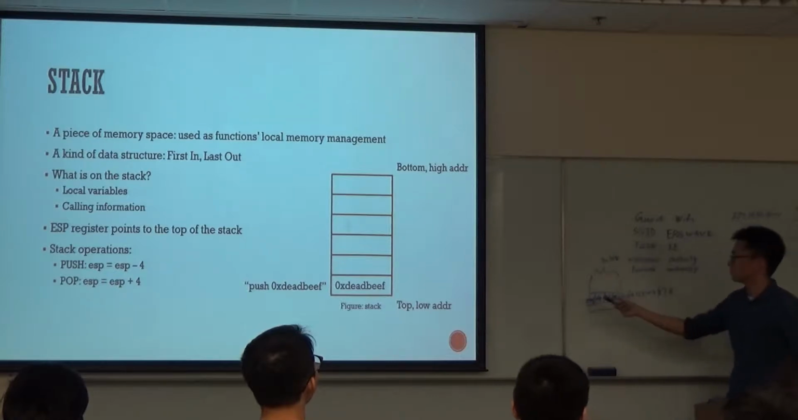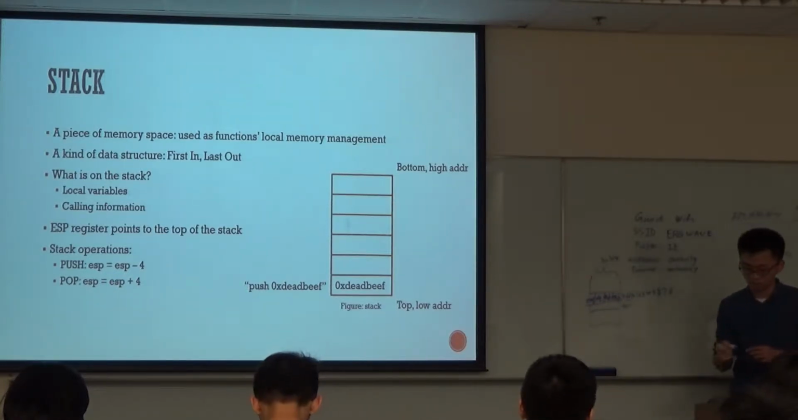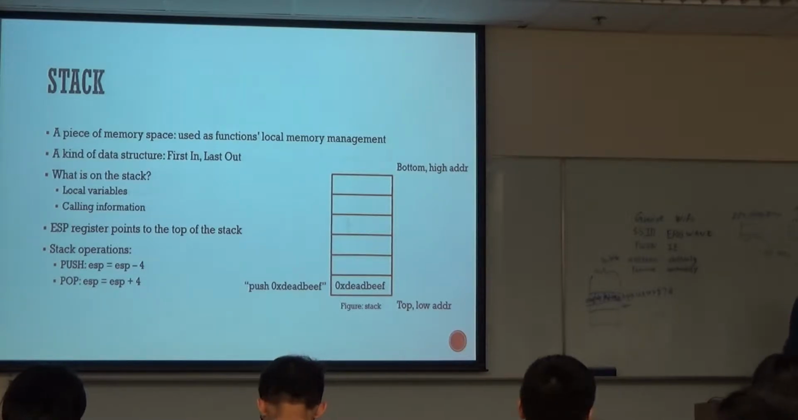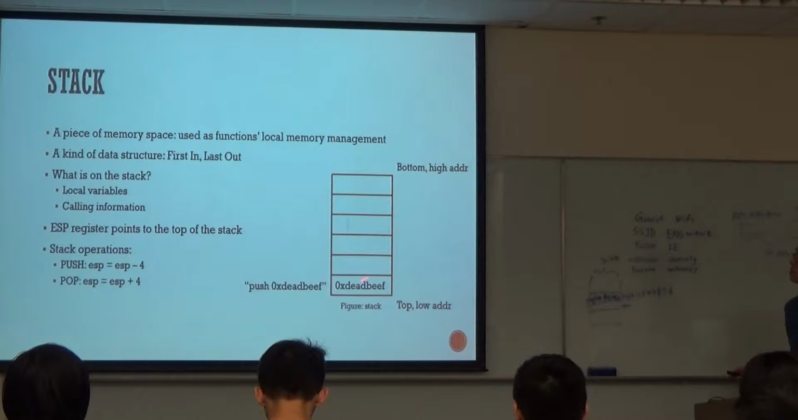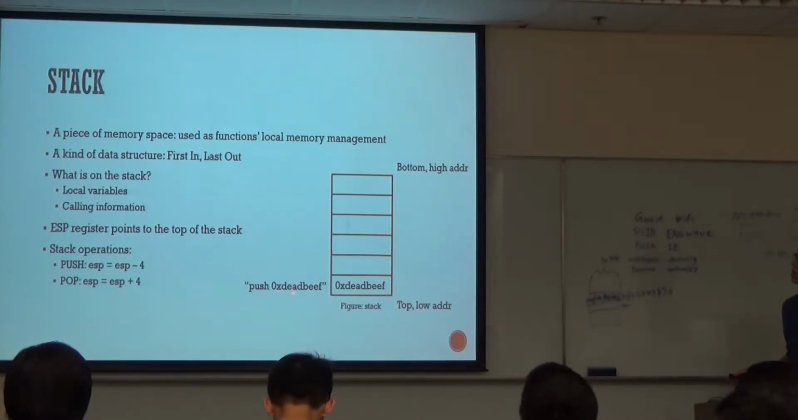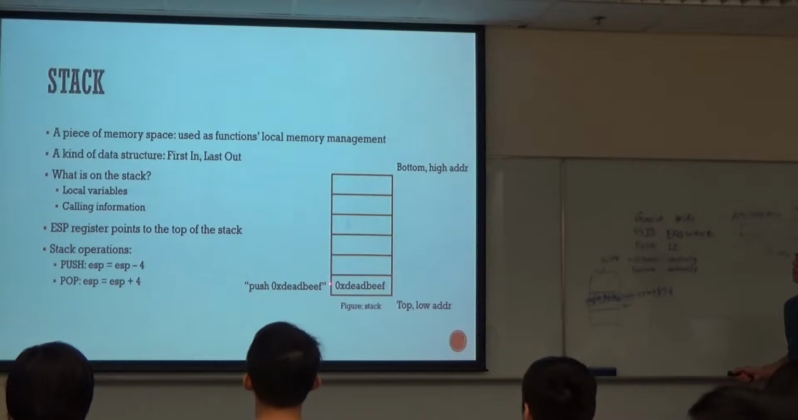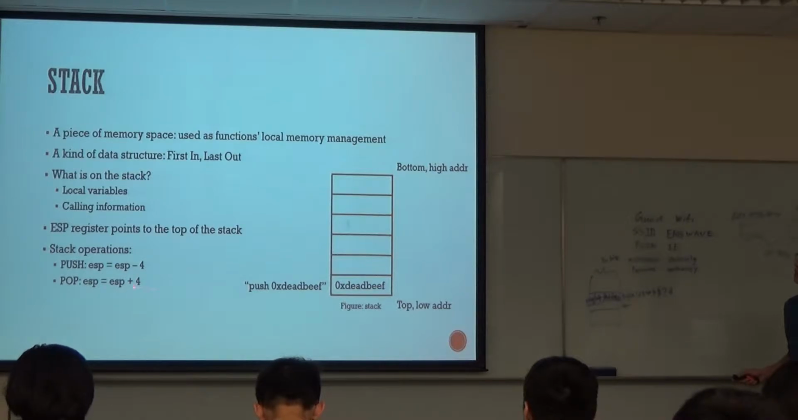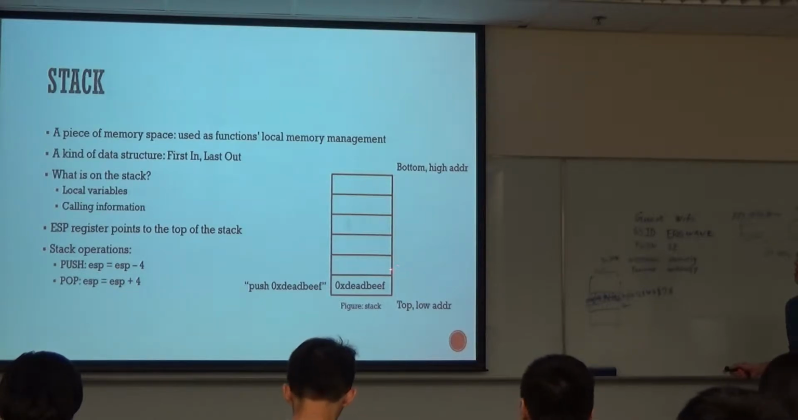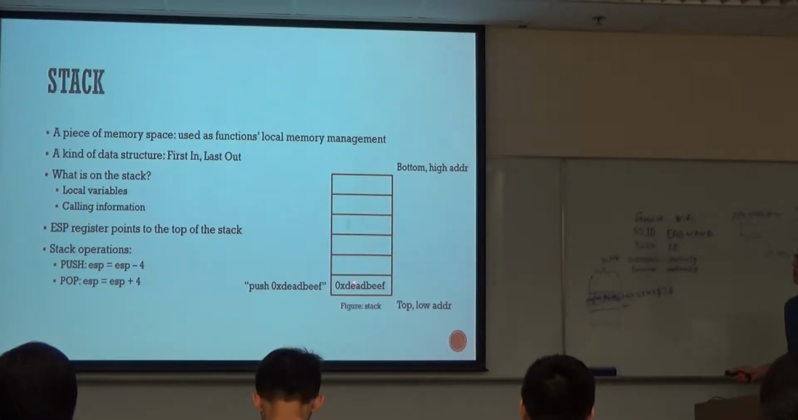Okay, there are 4 bytes on this one address. The pop operation just removes this. For example, if we pop this that beef, then ESP is added with 4. So ESP will again go back to here, and this value is not removed, but it stays here, but it will not be used. Right.